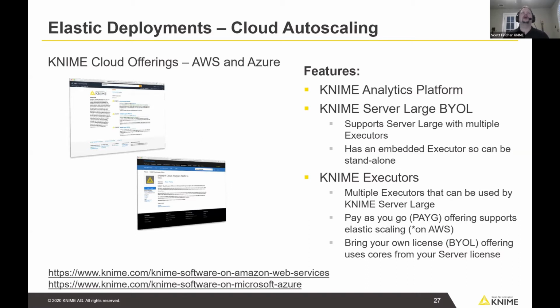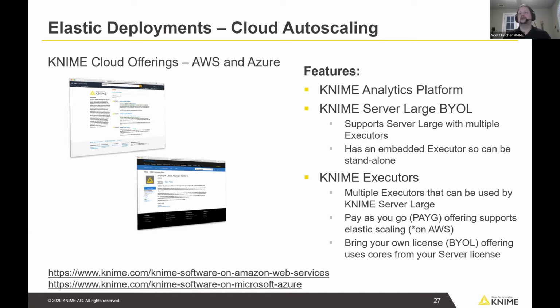We also can do cloud auto scaling now. You already have been able to run KNIME Analytics Platform, for example, in the cloud on a pay-as-you-go basis in AWS or Azure. And I should mention too, you also have the ability to run KNIME server in the cloud with a BYOL, a bring your own license kind of model. So this is going to support KNIME Server Large with multiple executors. And KNIME Server Large also has an embedded executor within it, a single one, so that it can be run standalone.